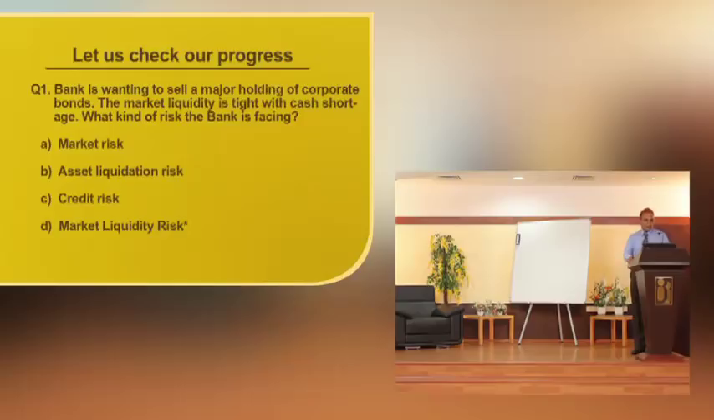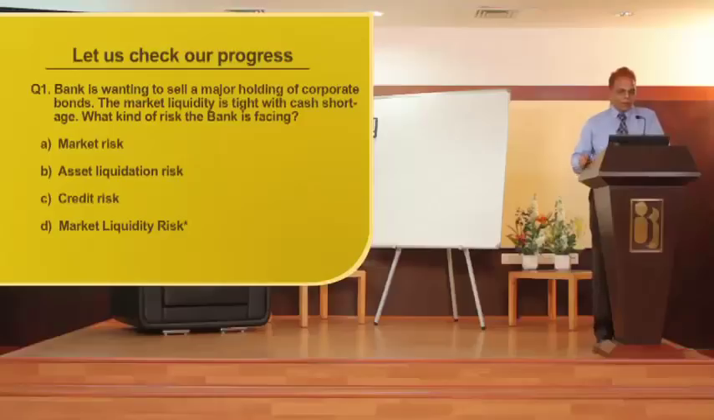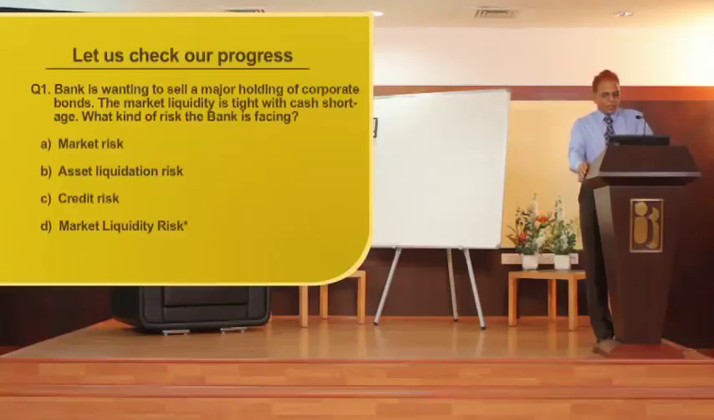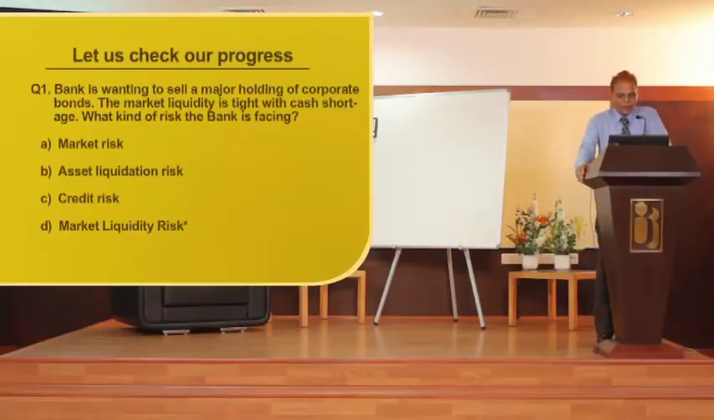So let us check our progress. A bank wants to sell a major holding of corporate bonds. The market liquidity is tight with cash shortage. What kind of risk is the bank facing? We know that when there is an overall liquidity shortage in the market, generally we call it market liquidity risk. So D, market liquidity risk, is the correct answer.